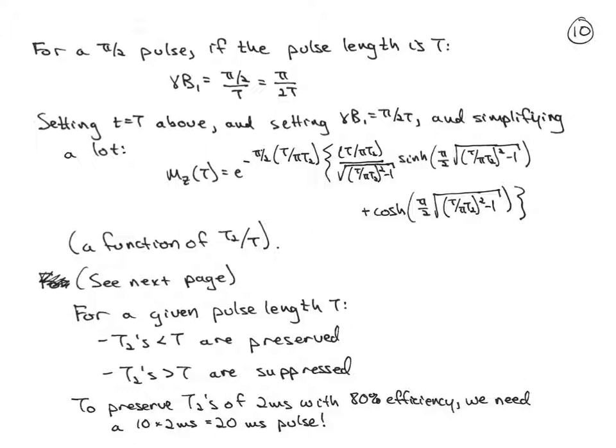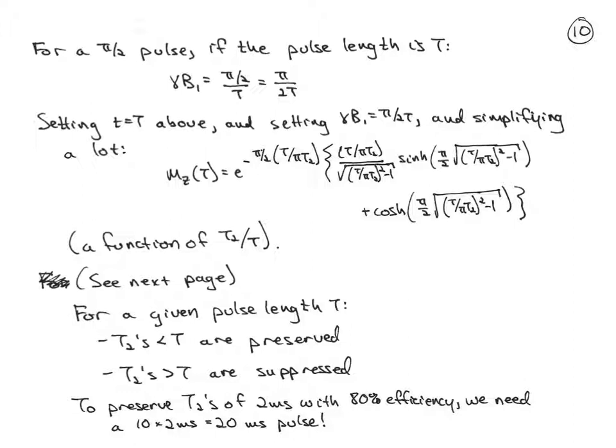Now for a pi/2 pulse, if the pulse length here is capital T, then we get that gamma times B1 should be pi/2T. That is the strength. If we have a pi over 2 pulse, the amplitude is determined by the pulse duration. Setting t equals T in the above expression for Mz, and setting gamma B1 as pi over 2T, and simplifying a lot, we can arrive at this expression for the z magnetization at the end of the RF pulse.